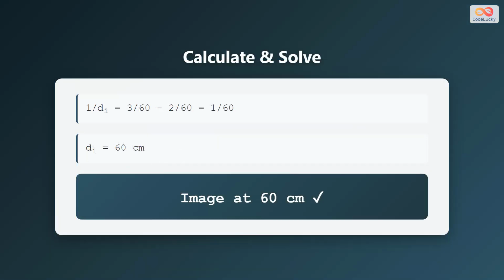Now we calculate the right side. 1 over 20 minus 1 over 30 can be rewritten with a common denominator of 60. This gives us 3 over 60 minus 2 over 60, which equals 1 over 60. Taking the reciprocal of both sides, we find that di equals 60 centimeters. This positive value tells us the image forms 60 centimeters to the right of the lens, and it is a real image.